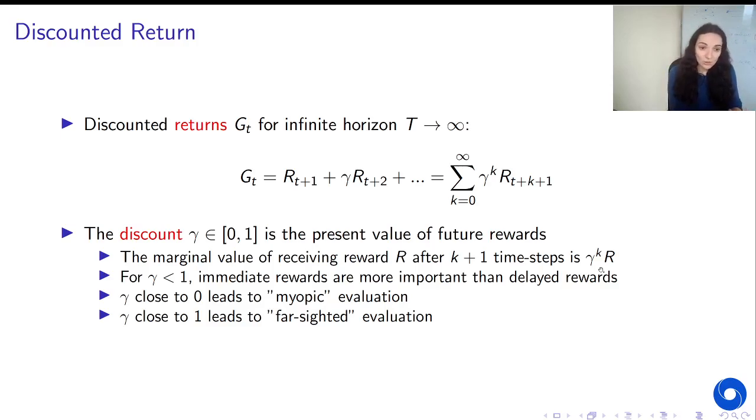For values close to 0, this gamma to the k decays very, very rapidly to 0. So we call this return myopic, because most of the value it considers comes from immediate rewards. To the opposite side, if gamma is close to 1, this is far-sighted. So in the limit there, if gamma is equal to 1, we've seen that this is the undiscounted return that weights equally all the rewards that we would see in the future.